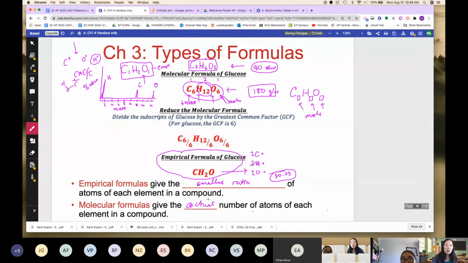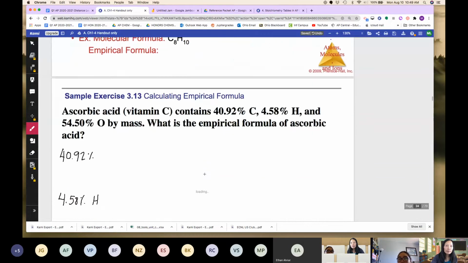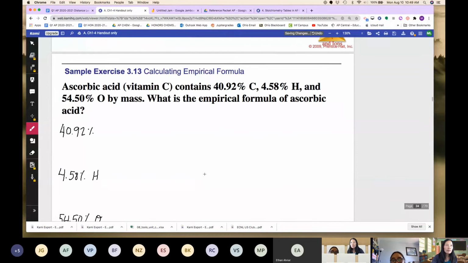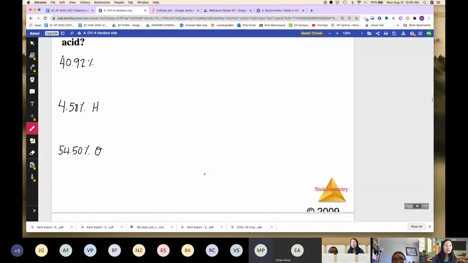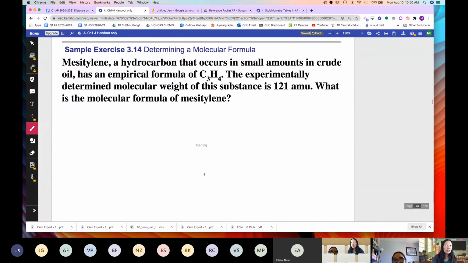Okay, so let's do some problems. Now let's do 3.14. Everybody go to your spirals. Go to problem 3.14 that you did last night. How did you feel about these problems?